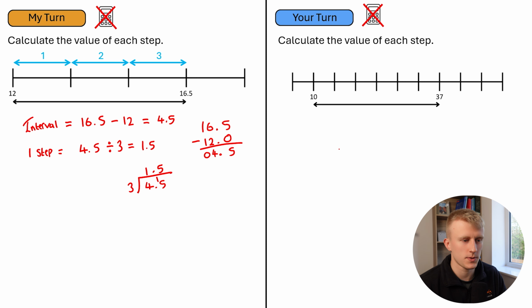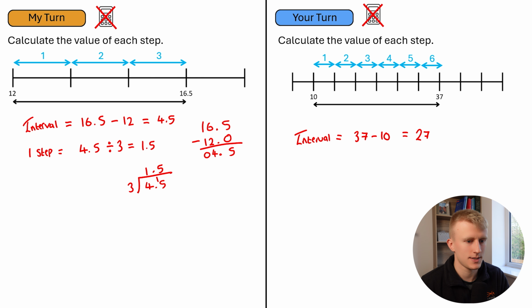Okay, so let's go through this one. Let's start by working out our interval size. The interval is the difference between 37 and 10. So we'll do 37 subtract 10, which is equal to 27. And we want to know how many equal steps we've split our interval into. In this case, it will be 6. So to work out the value of 1 step, we'll take our interval and divide it by 6.